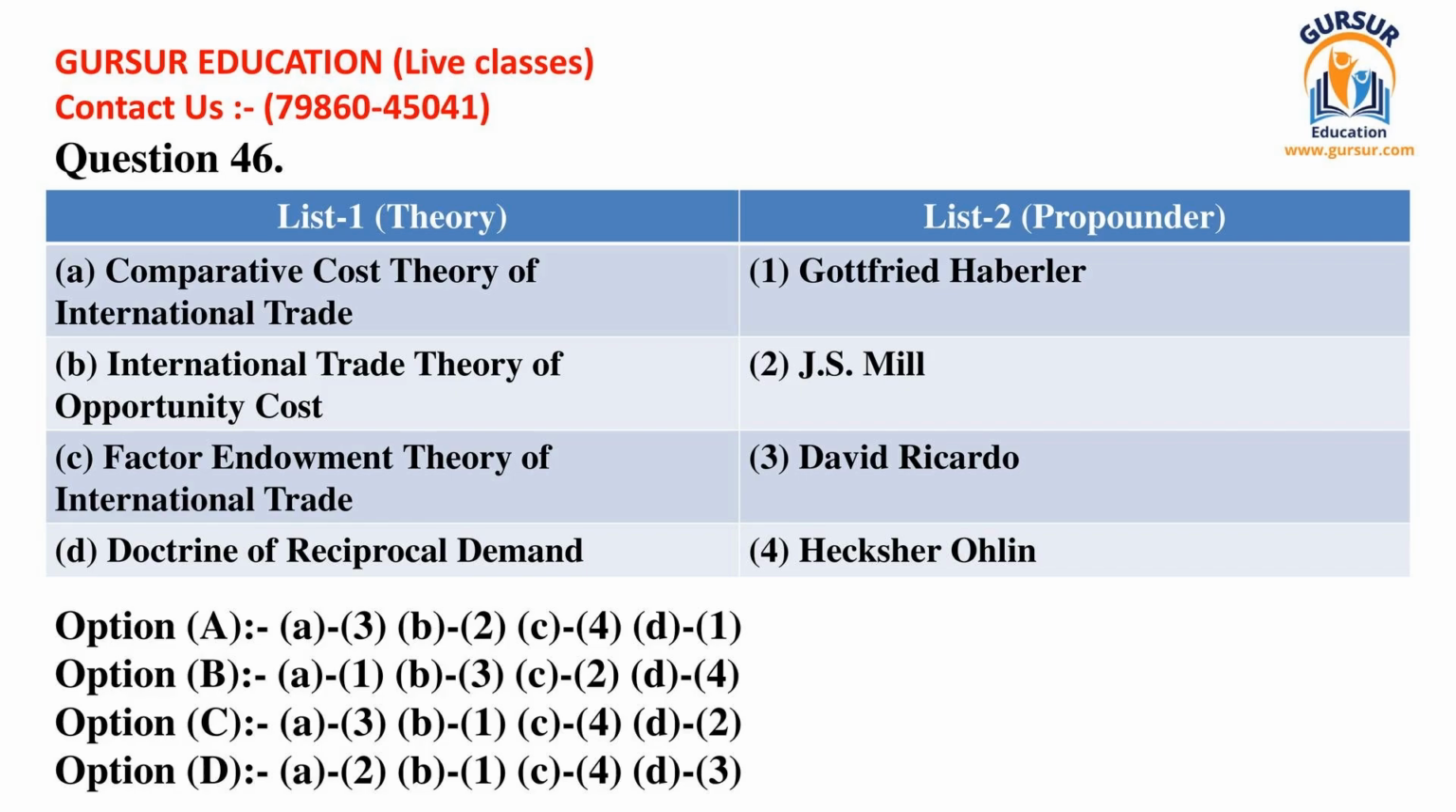The list 2, propounder, contains the following items. 1. Gottfried Haberler. 2. J. S. Mill. 3. David Ricardo. 4. Heckscher Ohlin. Below are given the options with different matches. You can pause the video and choose the appropriate answer. The right answer of the question is option C. We suggest you to pause the video to analyze and learn the correct combination.